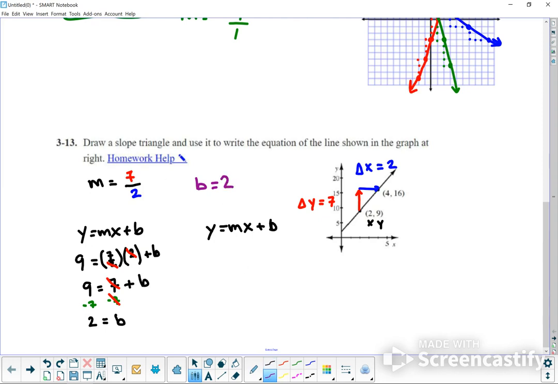Now we know the slope, and we know the b value, so we can put it into this equation. This equation is going to go something like y equals the m, which is 7 over 2, x. Don't put numbers for x and y on this side. This side is just going to be your equation, so you need x and y to stay as x and y. And then plus b, which would be 2. So that's your answer.